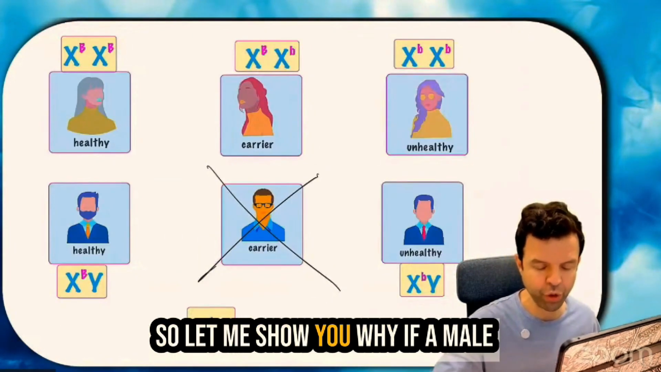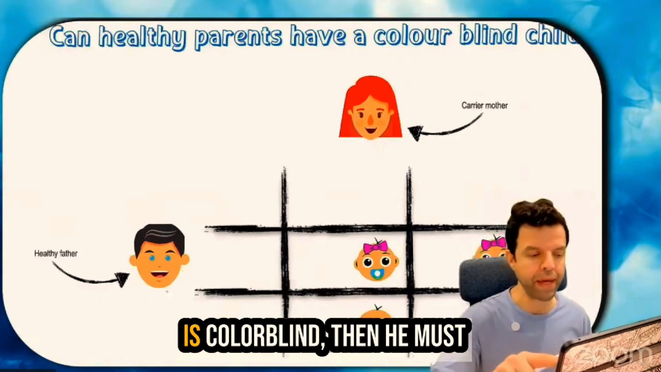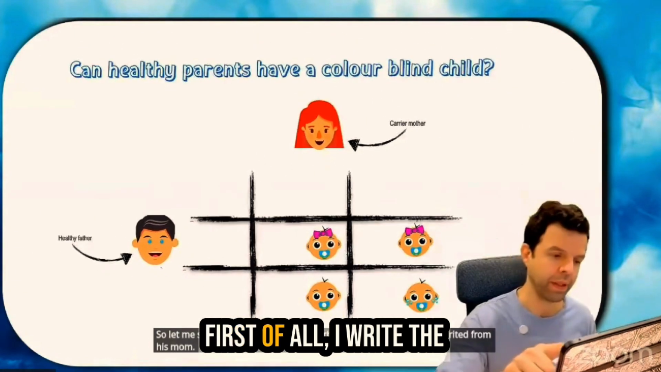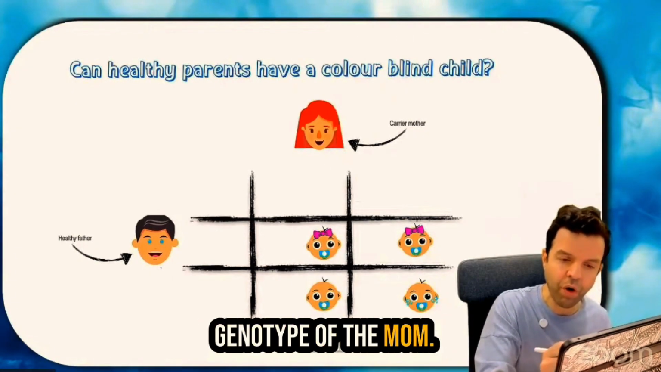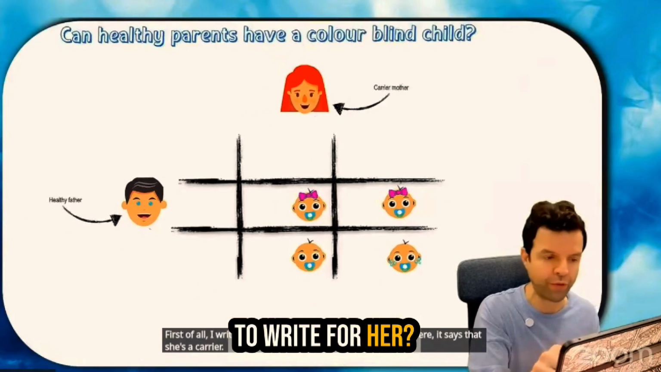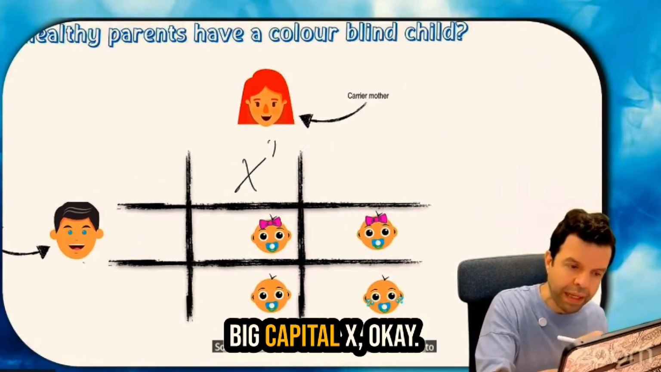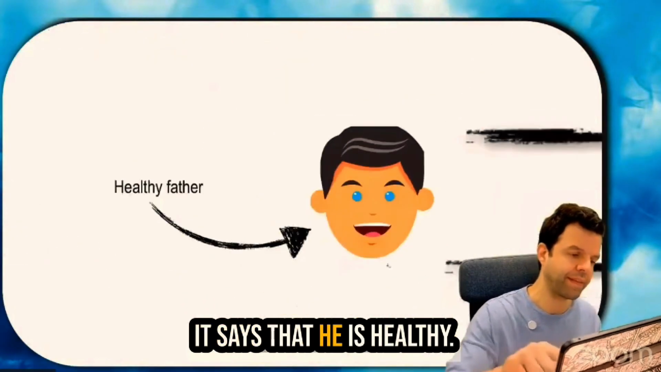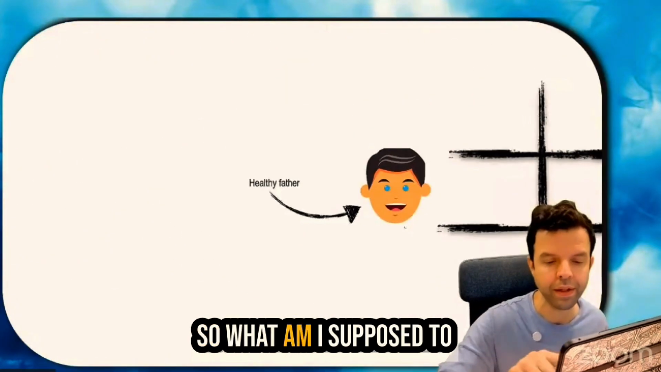So let me show you why, if a male is colorblind, then he must have inherited it from his mom. First of all, I write the genotype of the mom. It says that she's a carrier. So what am I supposed to write for her? I'm going to write X, B capital, X, b small, okay? And for the dad, look what it says. It says that he is healthy. So what am I supposed to write?